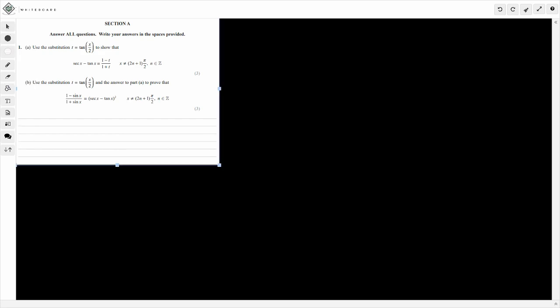Well, we need to write this in a form where we can start using the substitutions. Now, sec x we don't have one for, but remember sec x is 1 over cos x. So if we write it like that, cos x we can use, so we can put it into that form. And then we can use the substitution, so minus tan x.